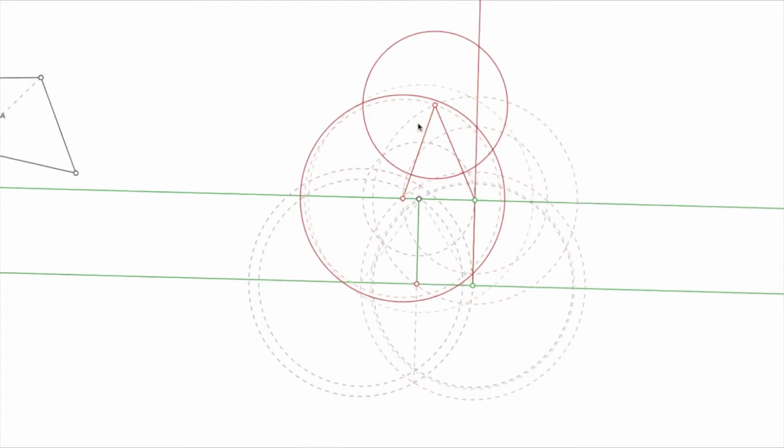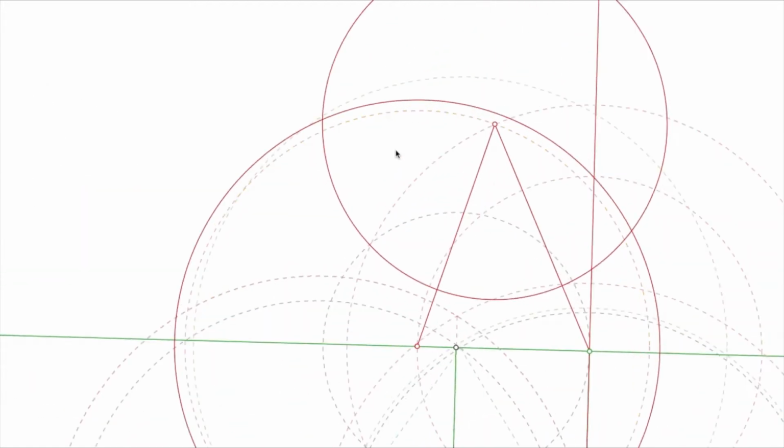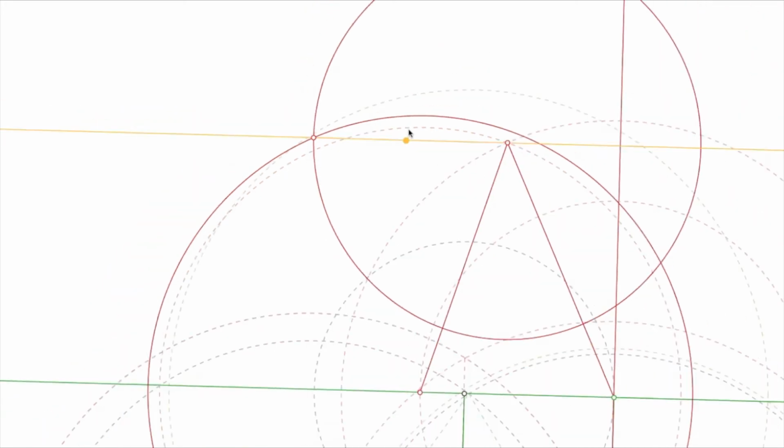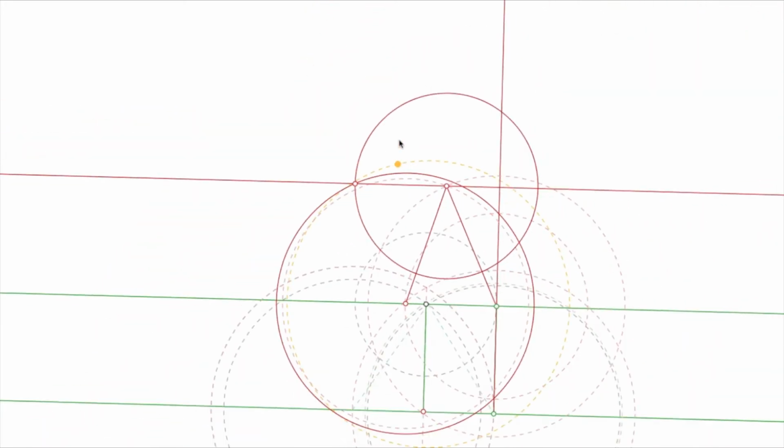So we're going to zoom in again, just to make sure that we don't get this wrong. So there's my intersection there, and the other one there. So now I have my parallel line, which is in turn, of course, perpendicular to this vertical line.